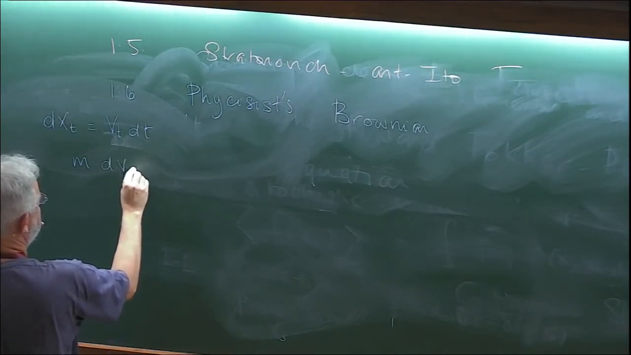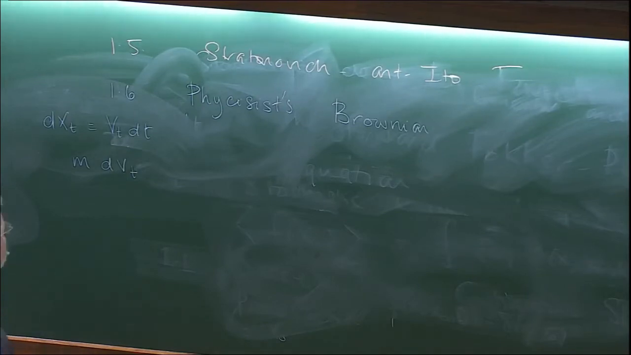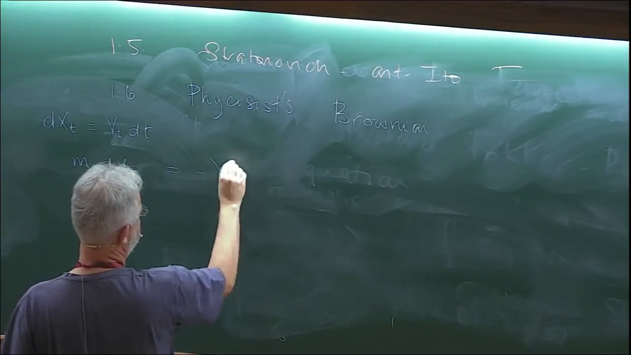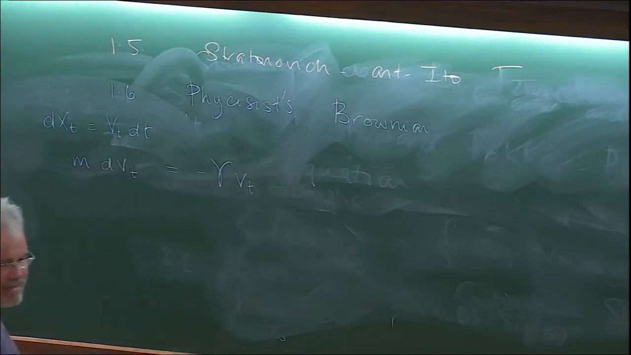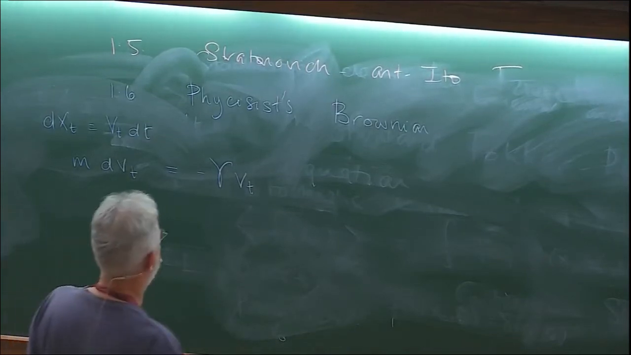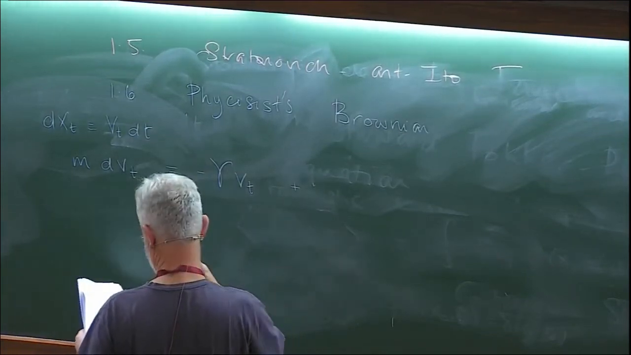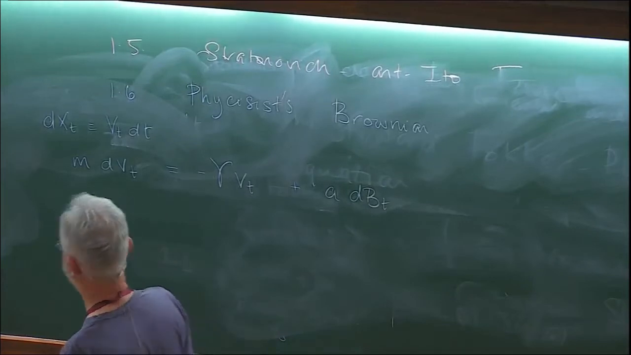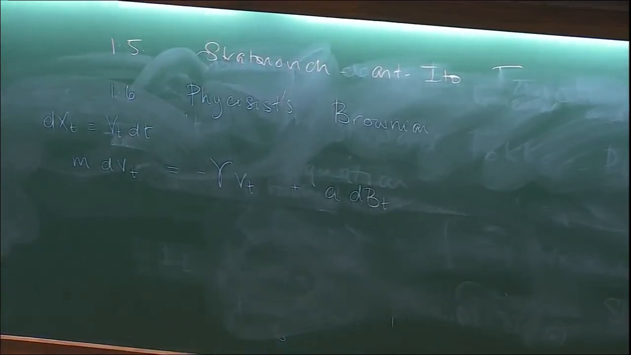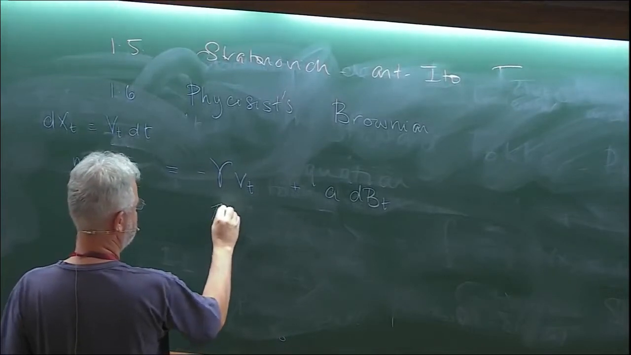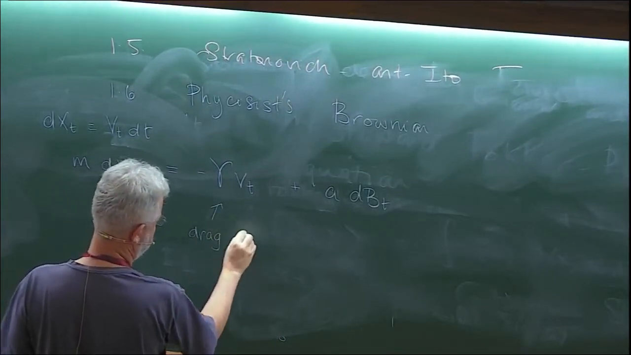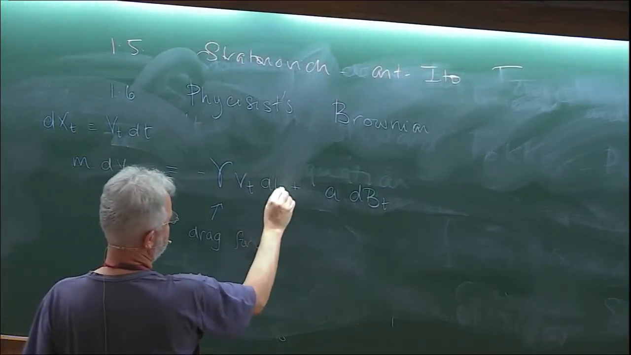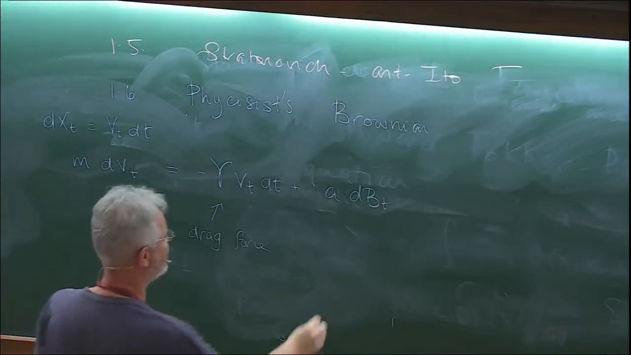So I have m dv of t. I want to write down Newton's second law, right? So this is the acceleration. I want to have some sort of frictional force, right? Some sort of damping due to the liquid, okay? And I want some sort of noise. Well, I don't know what sort of noise I want. I'm just going to write some constant a times dB of t, okay? So this is the frictional force on the particle. This is the drag, if you want. Oh, yes, dt, sorry. You have to remind me to put the dt's in. Okay, and this is sort of molecular noise.